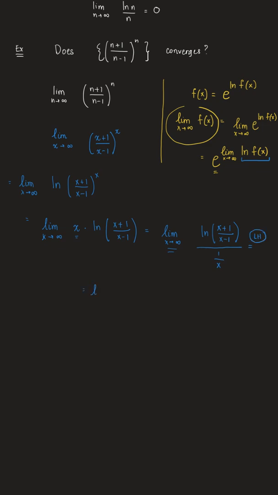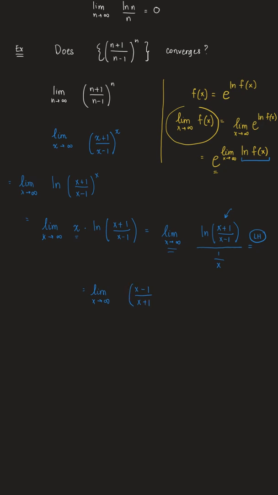We're going to apply L'Hopital's rule and rewrite this as the limit as x approaches infinity. Now we have to take derivatives of the numerator and denominator. The derivative of the natural log is 1 over whatever's there, so we get x minus 1 over x plus 1.